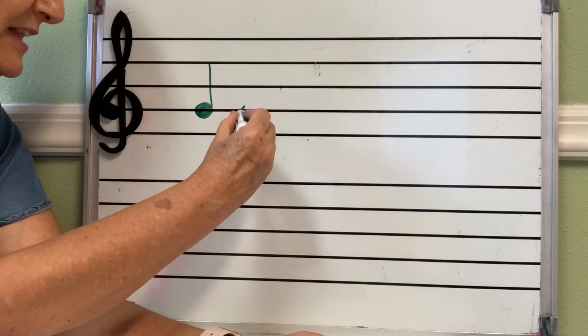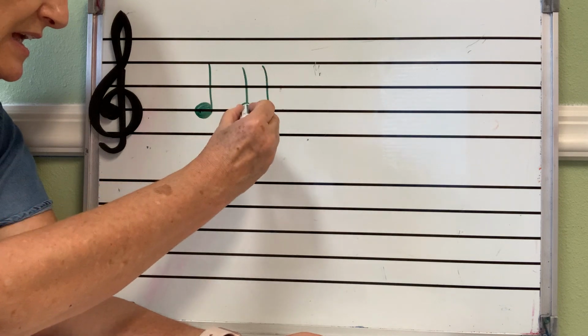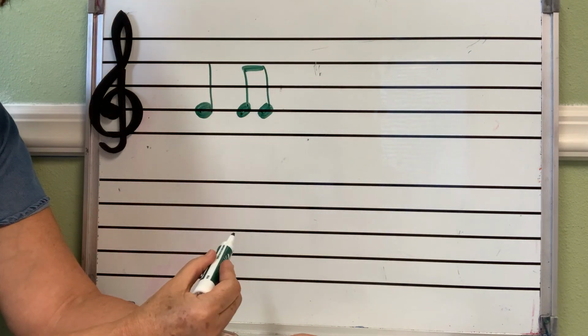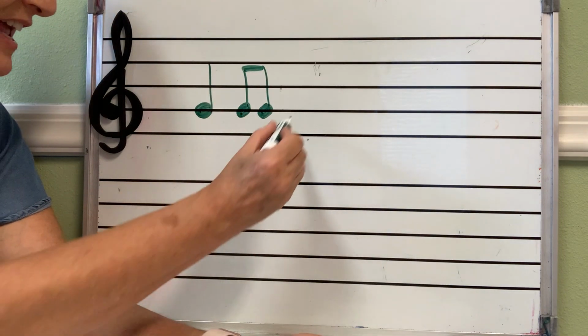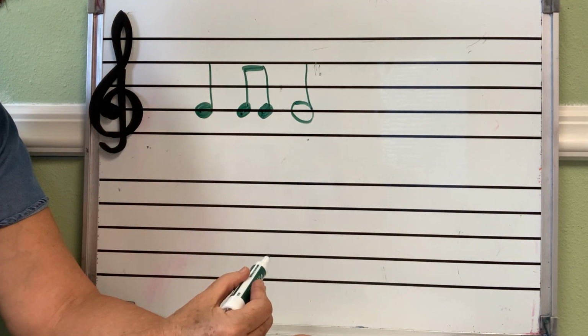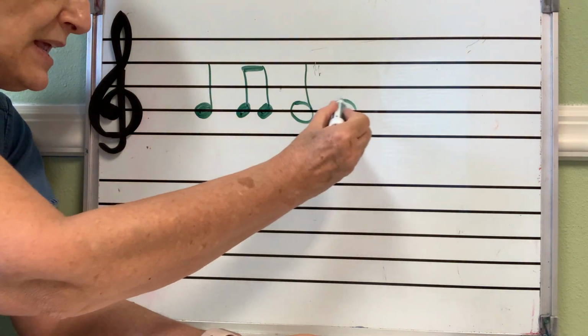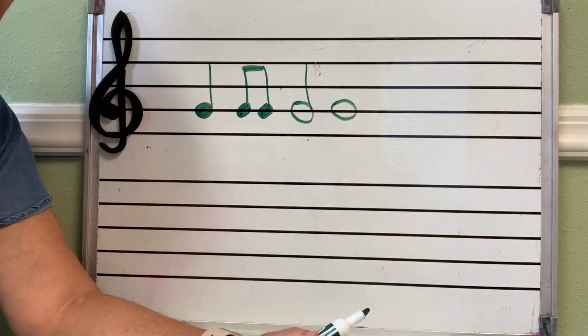Now let's see. If I do it like this, who's this note? G. But how about if I do it like this? What would you say on that one? What would that one be? G. Now, how about this one? G2, because it's a half note. And this one will be G2, 3, 4.